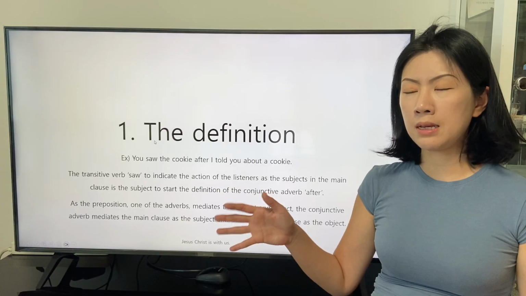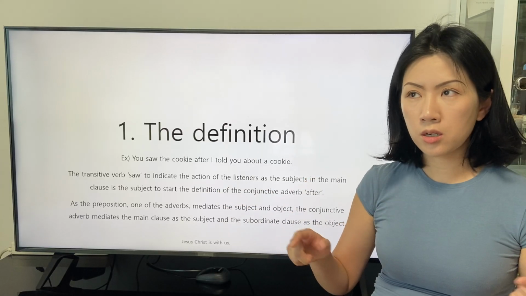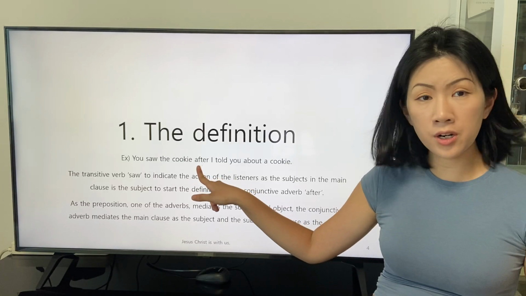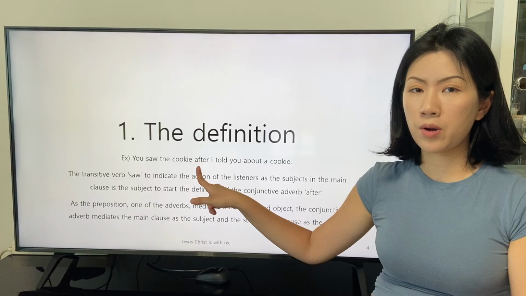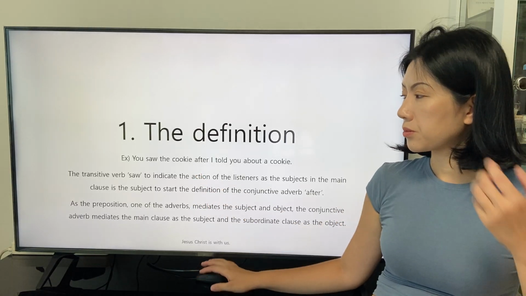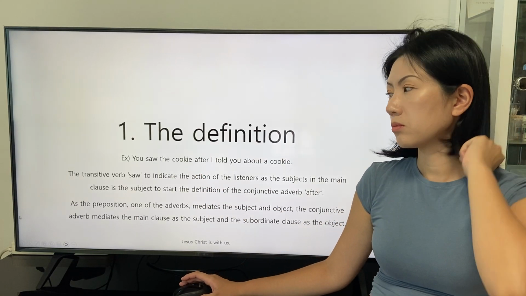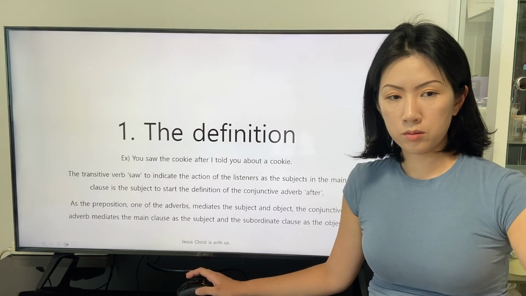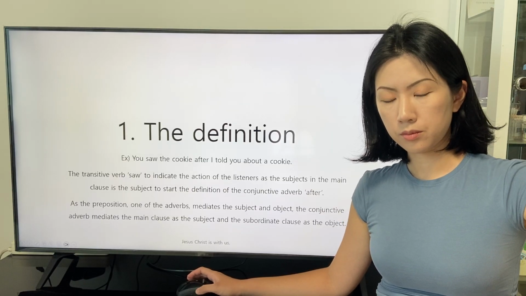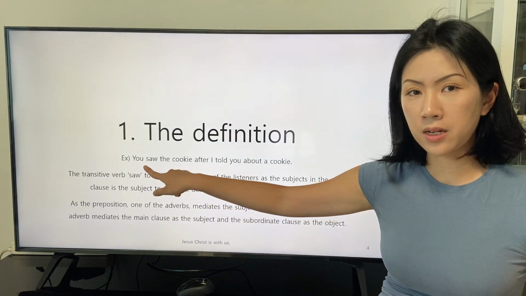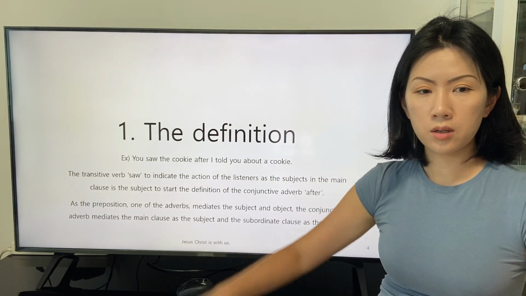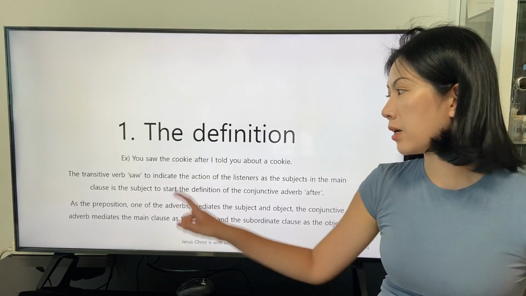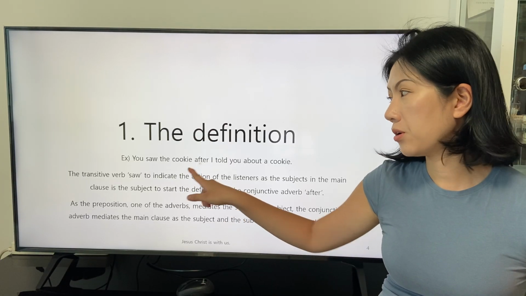Subject means the subject starts or definition of a descriptive word. After a conjunction is also a descriptive word. So the verb of the main clause, saw, is described by the conjunctive adverb after.